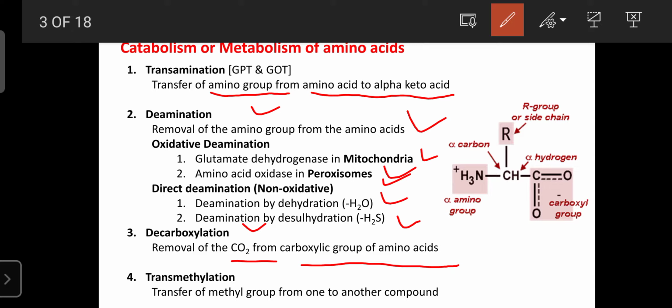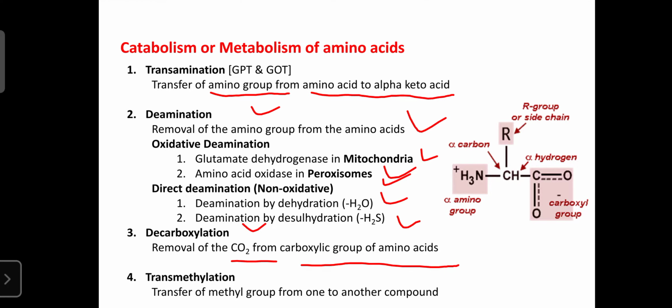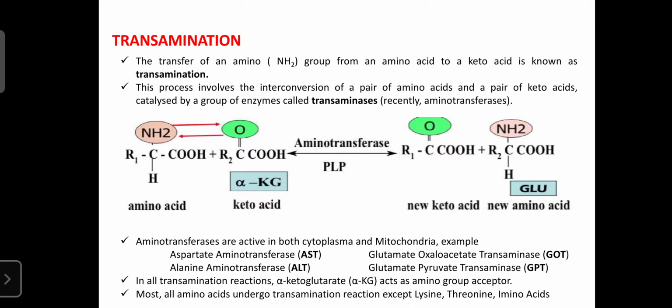So they are involved in the catabolism as well as the metabolism of amino acids, like transamination, deamination, then decarboxylation, as well as transmethylation. So now we can learn one by one. First we can go for the transamination.